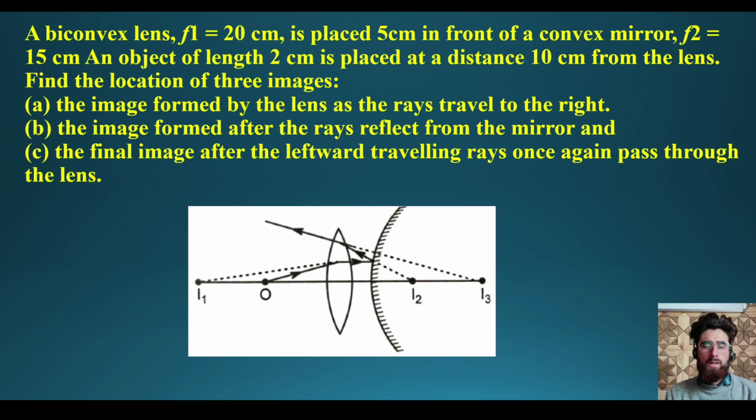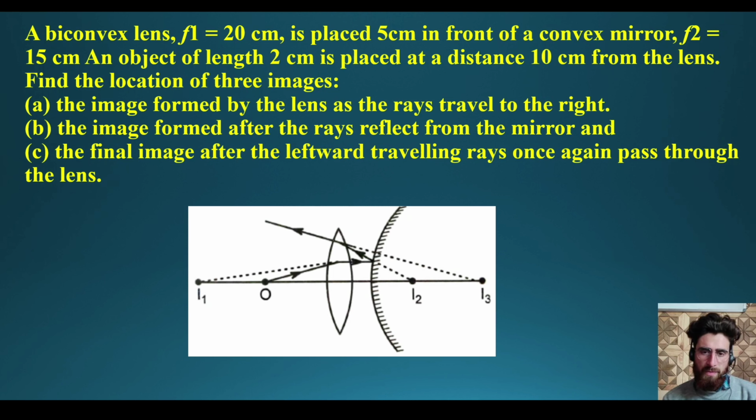Hi. So the question that's given to us is that we are given a biconvex lens whose focal length is 20 centimeters. It's placed 5 centimeters in front of a convex mirror whose focal length is given to be 15 centimeters. An object of length 2 centimeters is placed at a distance of 10 centimeters from the lens. We have to find the location of three images. Number one is the image formed by the lens as the rays travel to the right. Number two, the image formed after the rays reflect from the mirror, and the final image after the leftward traveling rays once again pass through the lens.